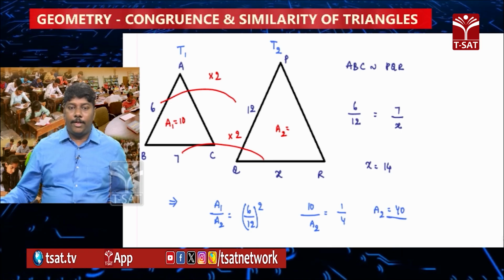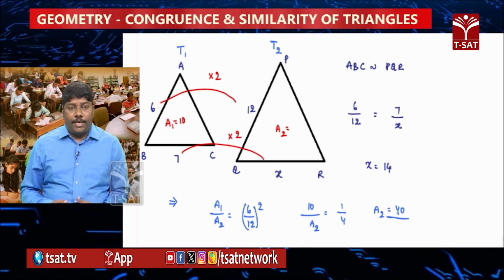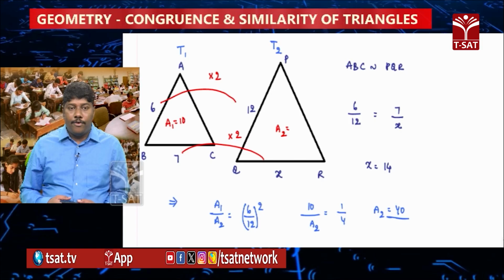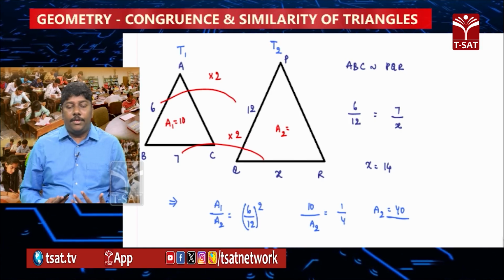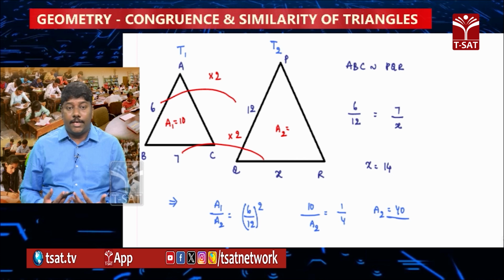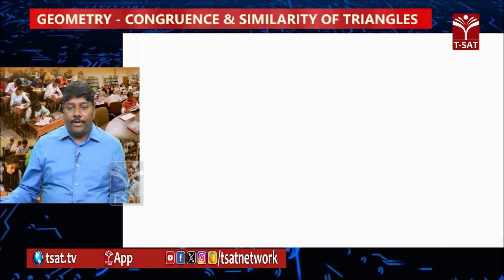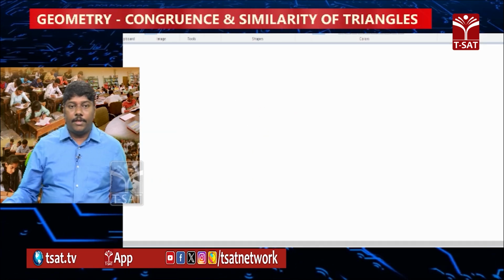I'm just giving you random values as areas. Area is equal to 10 and 40. These are random values here. So here you can observe the sides ratio is 1:2. Therefore, areas ratio is 1:4. Similarity may or may not happen in two different triangles. It can happen within a single triangle also, and it is very, very important. Now, the most frequently asked questions are in a single triangle.